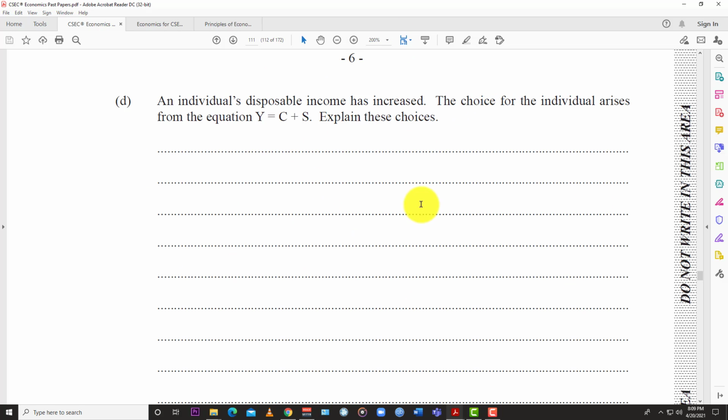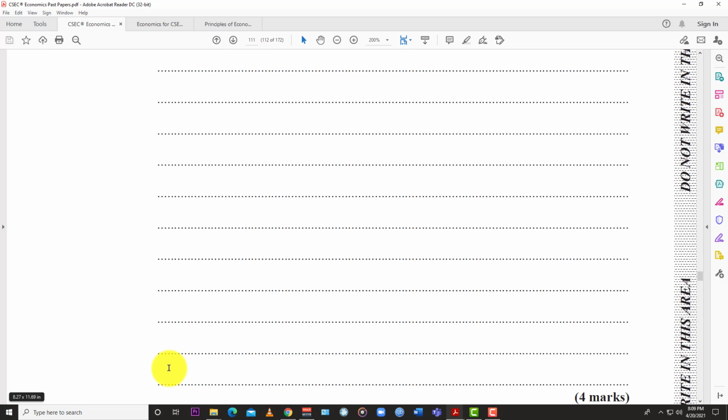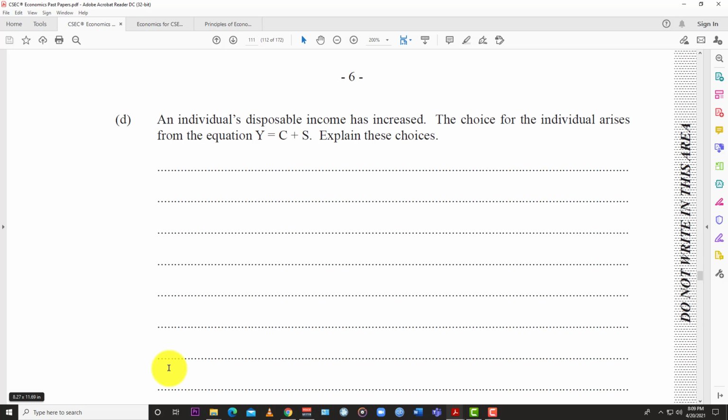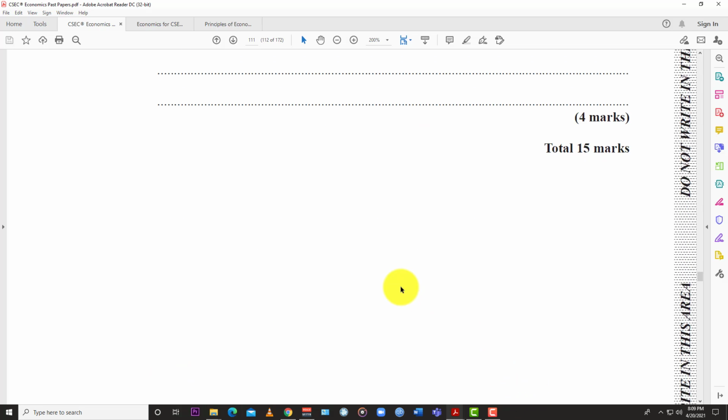So these are the choices you have to make as an individual, whether to consume your income or save your income, right? So I'm assuming this one is to differentiate between C and S and explain what they are. So C would be your consumption, and your consumption levels might increase with your disposable income increasing, and then the savings can either stay the same, or maybe your savings can increase also. It depends on the level at which your income has increased. And so that's basically 4 marks for that very simple answer right there. All right, so that's it for question 1.